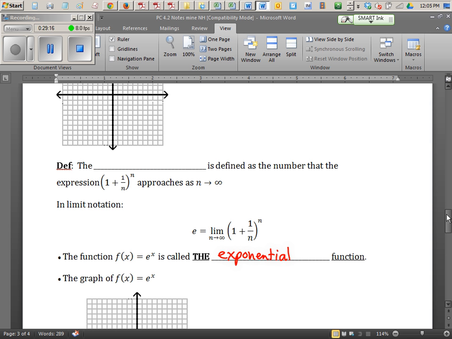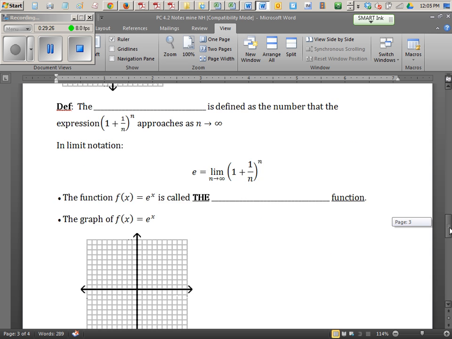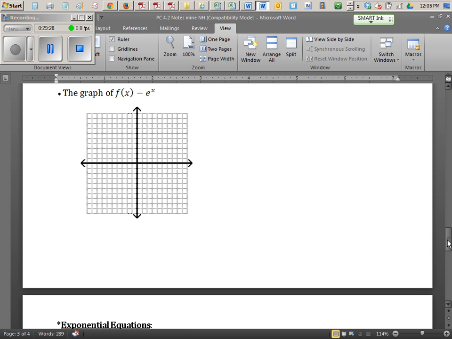Okay? E is huge in calculus. We don't even use other bases hardly ever. But for now, just know that e is about 2.7. And I don't need a real detailed sketch of this one. But know that it passes through 0, 1, like all the others. It passes through 1 comma base, which is going to be e this time. And that's about 1 comma 2.7-ish.